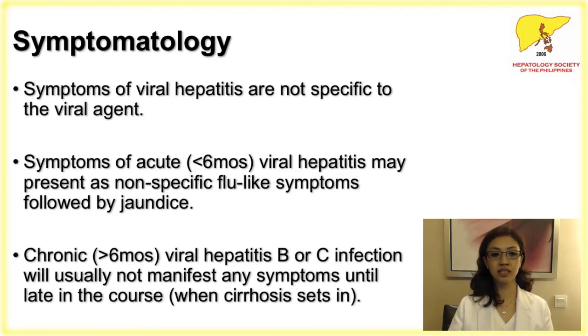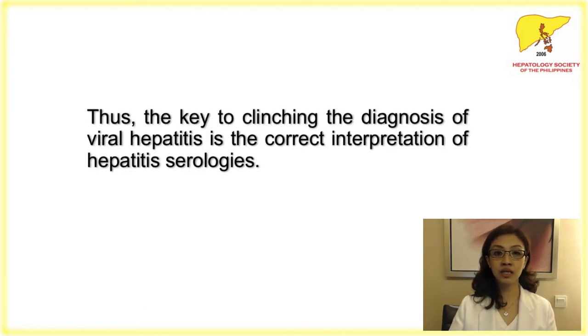Acute viral hepatitis, meaning viral infection for less than 6 months, may present as non-specific flu-like symptoms such as fever, anorexia, generalized body malaise, followed by jaundice. Chronic viral hepatitis B or C infection, meaning viral infection for more than 6 months, will usually not manifest as any symptoms until late in the course when cirrhosis sets in. Thus, the key to clinching the diagnosis of viral hepatitis is the correct interpretation of viral serologies.